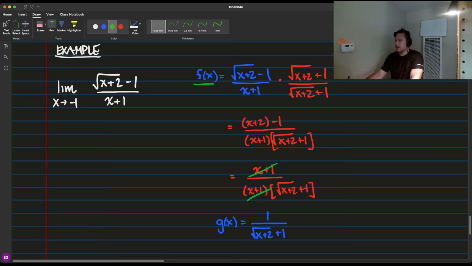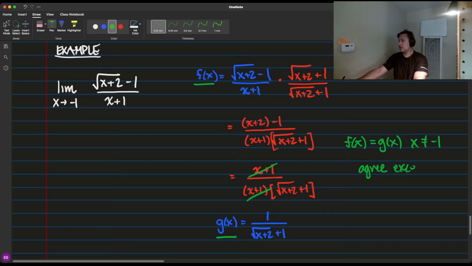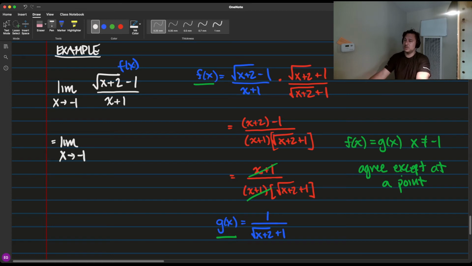This f of x that we started with and this new g of x that we got by multiplying by the conjugate and canceling, they agree except at a point. F of x equals g of x except when x is equal to negative 1. And because they agree except at a point, you know that their limits are equal to each other. So this up here was the limit of my f of x. That's going to be equal to the limit of my g of x. So the limit as x approaches minus 1 of my g of x, which is 1 over square root x plus 2, plus 1.